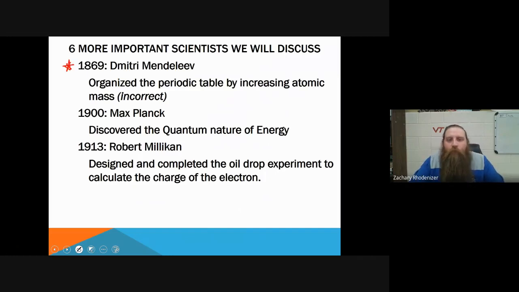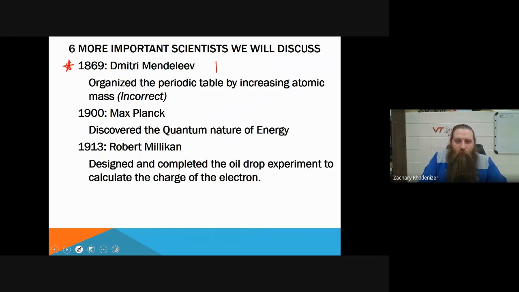Number 1, Dmitry Mendeleev. He organized the periodic table by increasing atomic mass. He is who we give credit to for coming up with the periodic table. We don't give him that credit because he was the first person to put the elements into a table; lots of scientists had done that. We give him credit because he recognized that by putting them in the correct order, you could predict things about elements that hadn't been discovered yet, based on where they should appear in the periodic table.